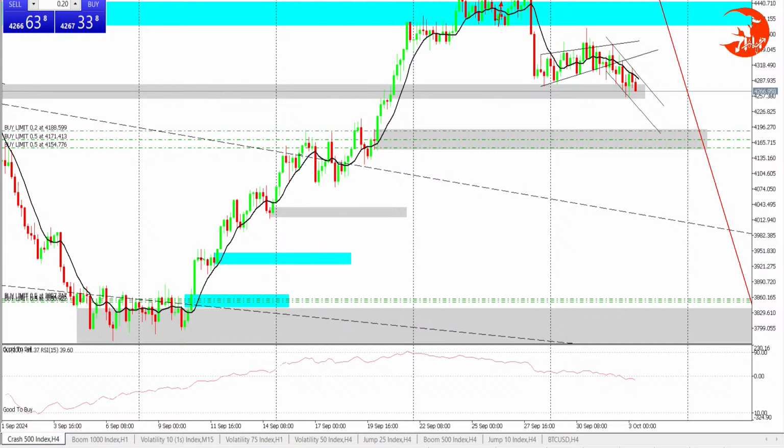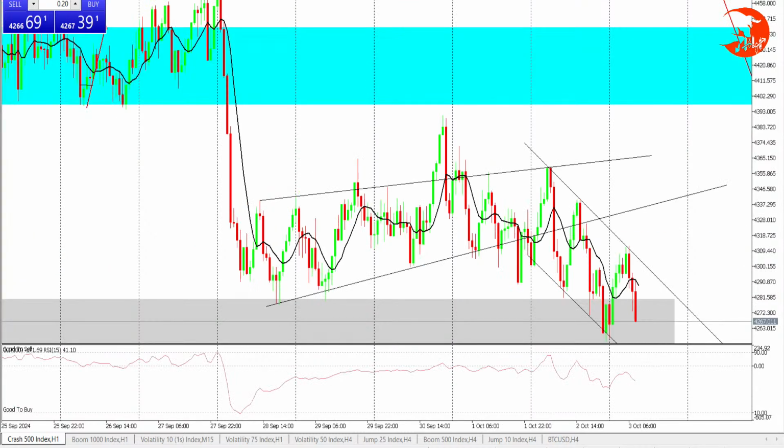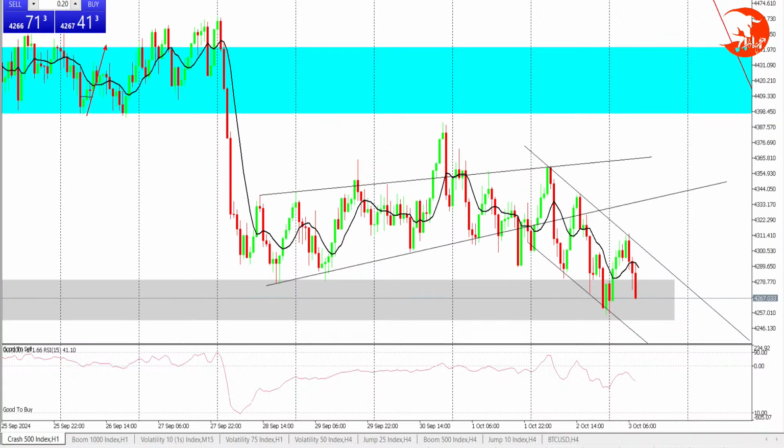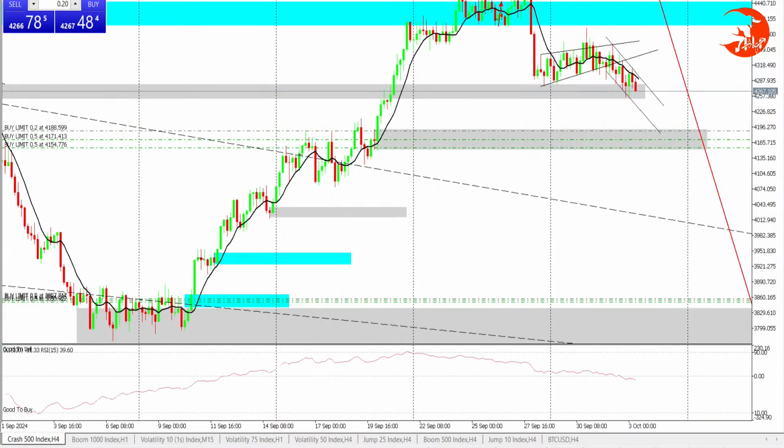So Crash 500, the sale is on. It's going to be playing within that channel there. This is a channel on H1 that is happening currently. After the breakout from that rising wedge, it actually immediately entered the channel. So it's a channel now we are seeing movement happen in.